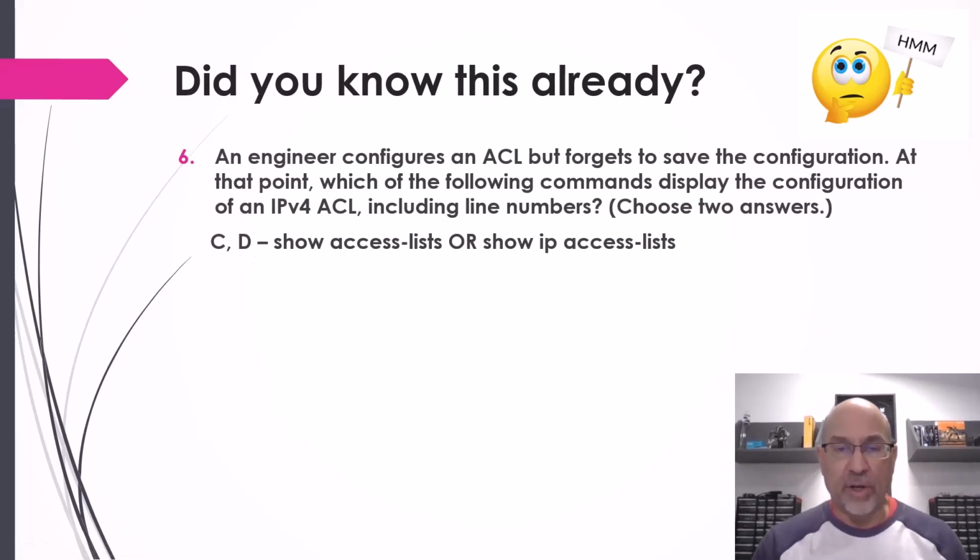And lastly, an engineer configures an ACL but forgets to save the configuration. At that point, which of the following commands display the configuration of an IPv4 ACL, including the line numbers? Well, we just did that: show access-lists or show ip access-lists.